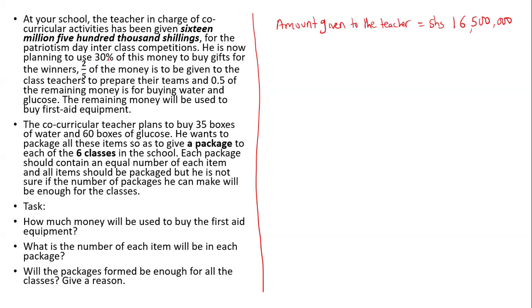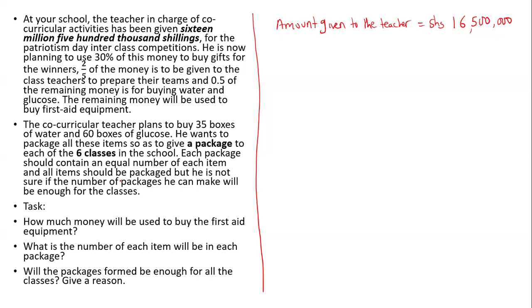They told us that for the Patriotism Day interclass competition, is planning to use 30% of this money to buy gifts for the winners. 2 out of 5 of the money is to be given to the class teachers to prepare their teams, and 0.5 of the remaining money is for buying water and glucose. The remaining money will be used to buy first aid equipment. How much money will be used to buy the first aid equipment?